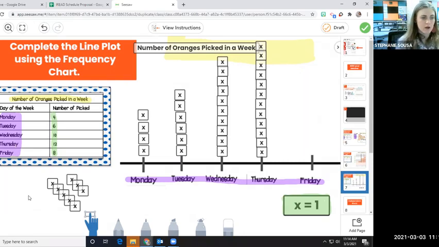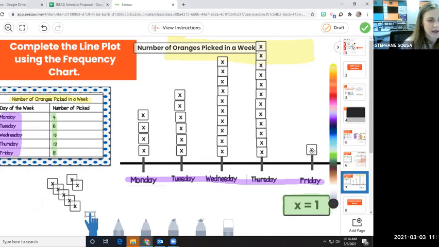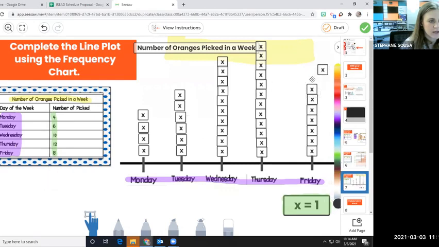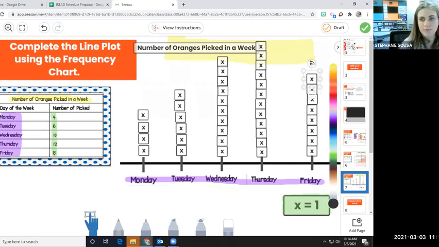Okay. A lot of you have got the hang of this. We're going to take a look at Friday. Our data in our frequency chart shows us that we have 8 X's, 8 oranges picked on Friday. So on my graph, I'm going to stack those 8 X's. 4, 5, 6, 7, and 8. There we go.